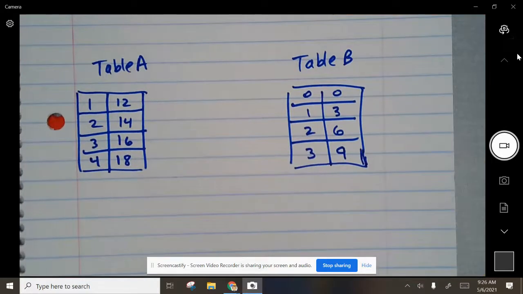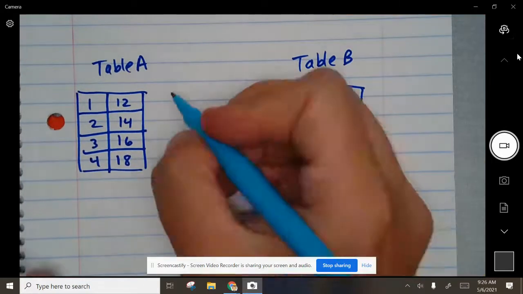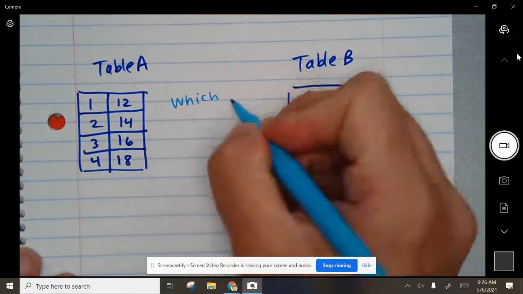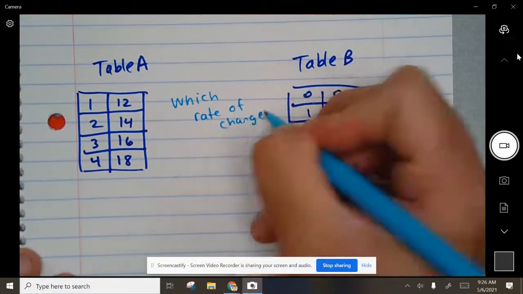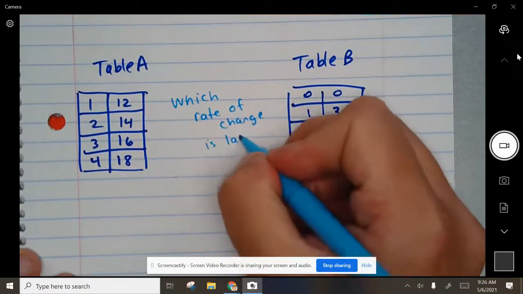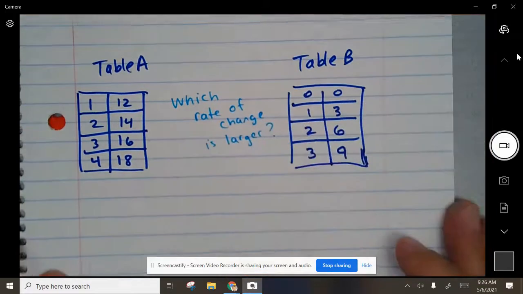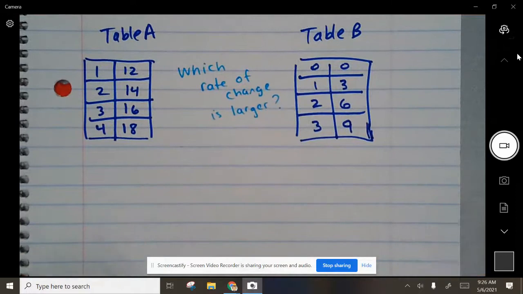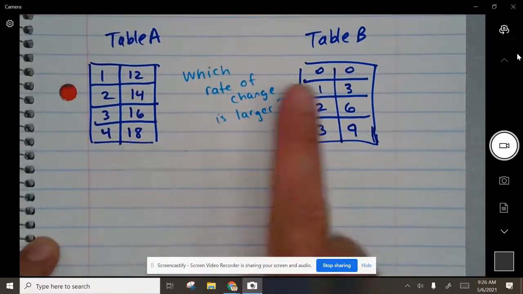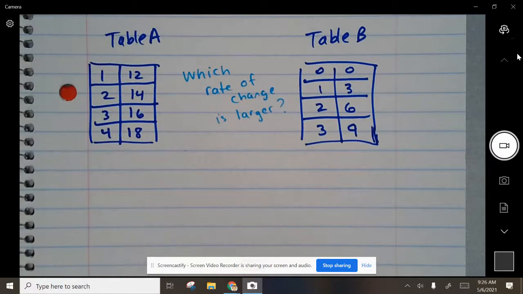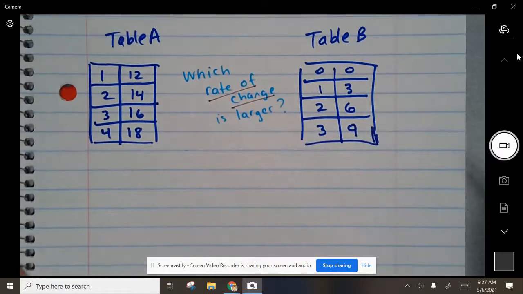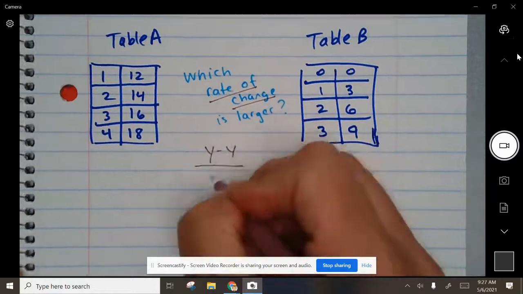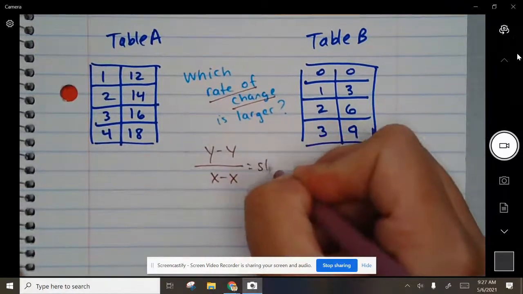And the question is, which rate of change is larger? For this question, which rate of change is larger, table A or table B? Let's go. What does rate of change first mean? You should remember it is slope, what we've been doing the whole time.